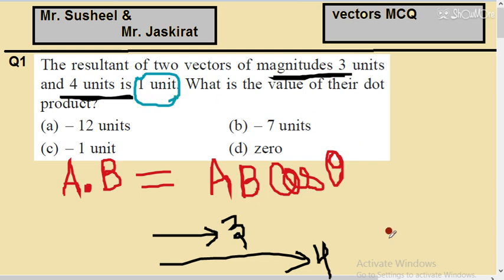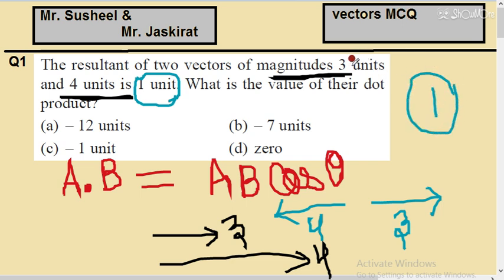So in which case is 1 unit possible? If they are anti-parallel, meaning one is in this direction and the other is in the opposite direction. Let's suppose it is 4 and it is 3. In this case their resultant will be 4 minus 3, which is equal to 1. So for a resultant of 1, the two given vectors with magnitudes 3 and 4 must be anti-parallel. Anti-parallel means the angle between them is 180 degrees.